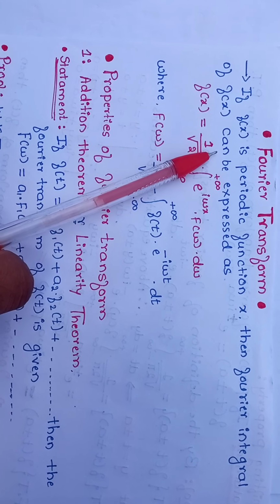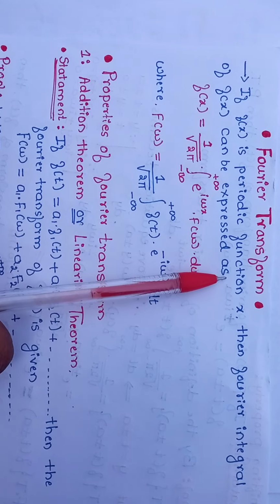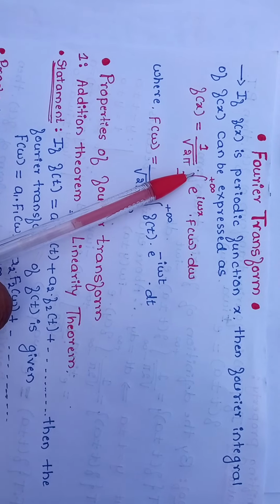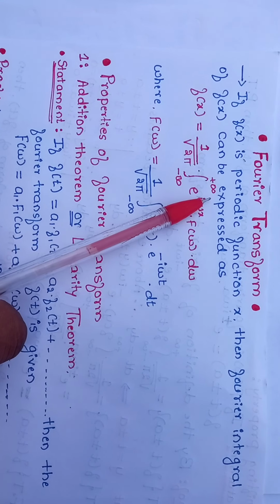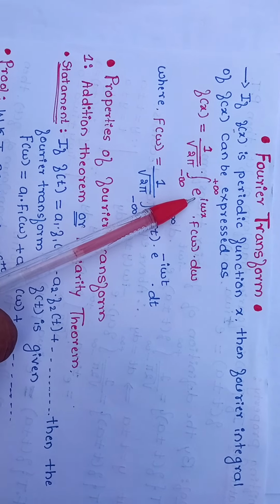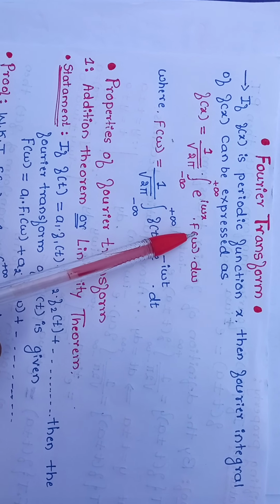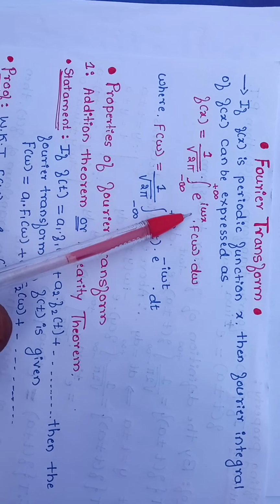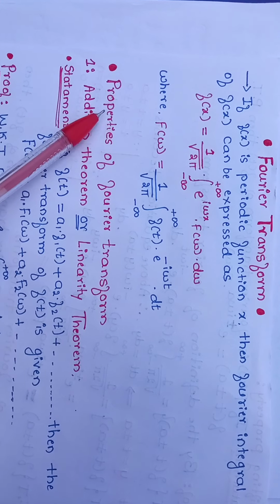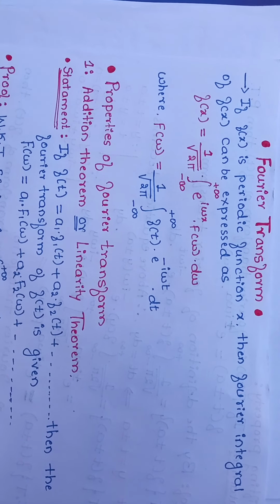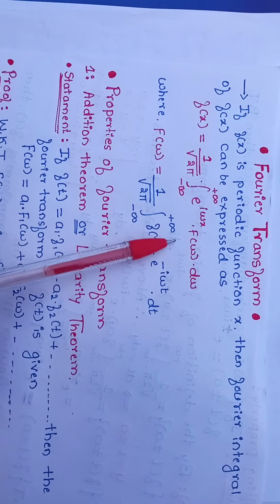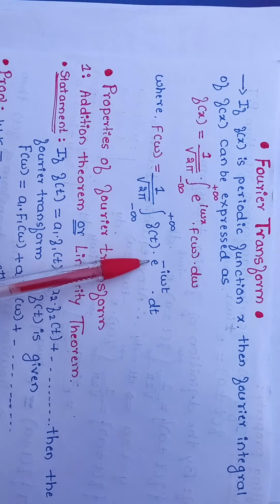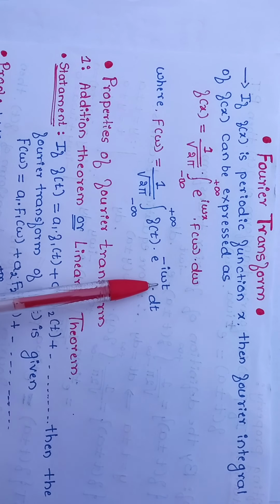can be expressed as f of x equal to 1 divided by square root of 2 pi into integration of minus infinity to plus infinity e raised to i omega x into F of omega into d omega. Where the value of F of omega is F of omega equal to 1 divided by square root of 2 pi into integration of minus infinity to plus infinity f of t into e raised to minus i omega t into dt.